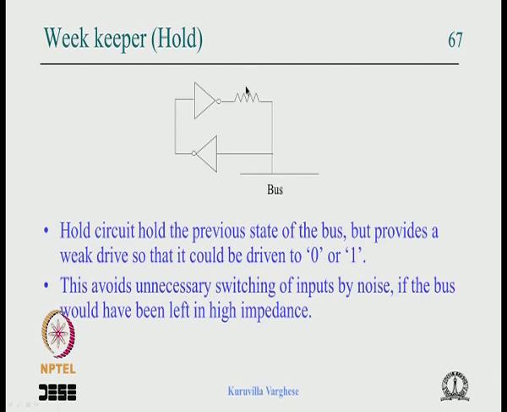Very weakly means that since it is through a resistor, some other output can pull it down, make it 0, and since there is a high impedance nothing happens, otherwise there will be a short circuit. So that is the purpose of the whole circuit, which remembers the last value on the bus, and thus avoids the glitches and unnecessary switching, which dissipates power and creates noise and so on.